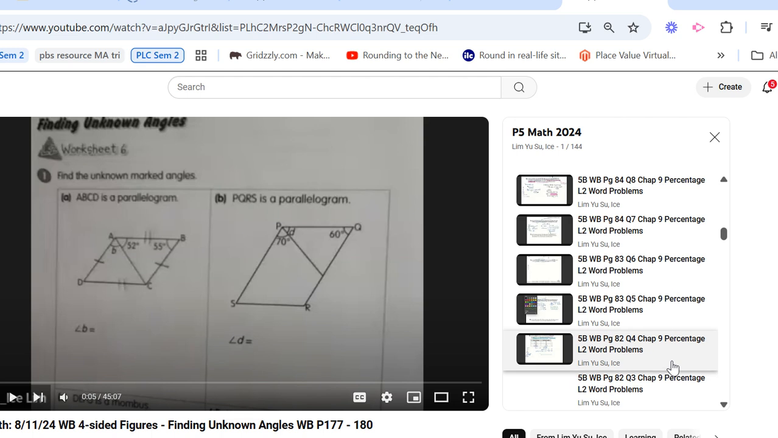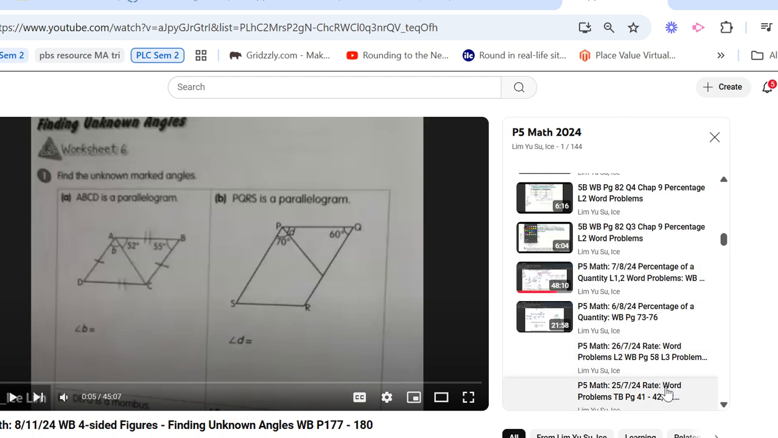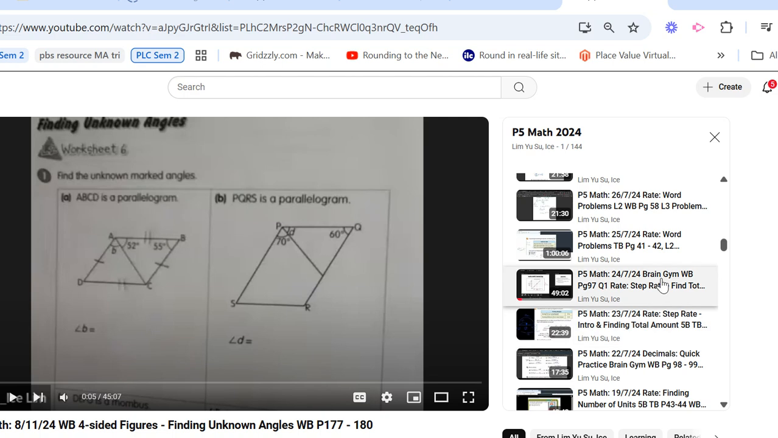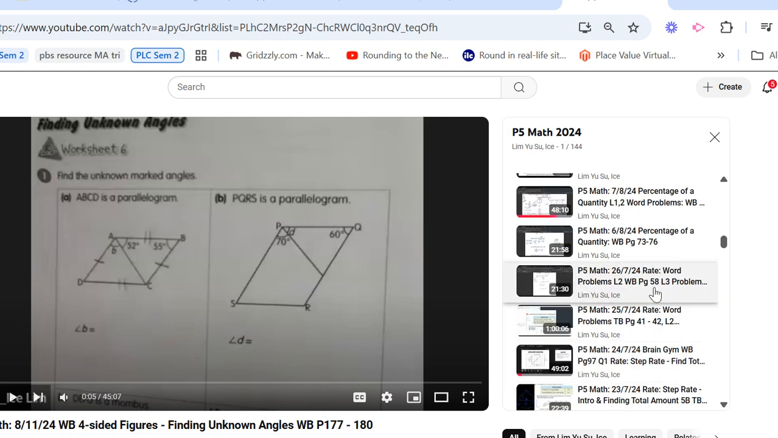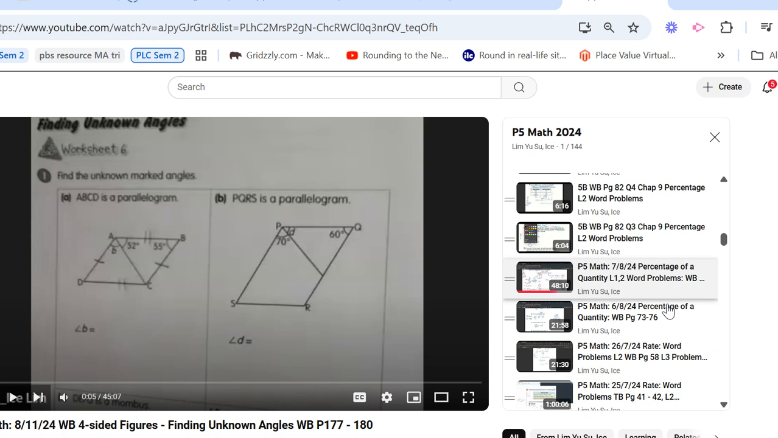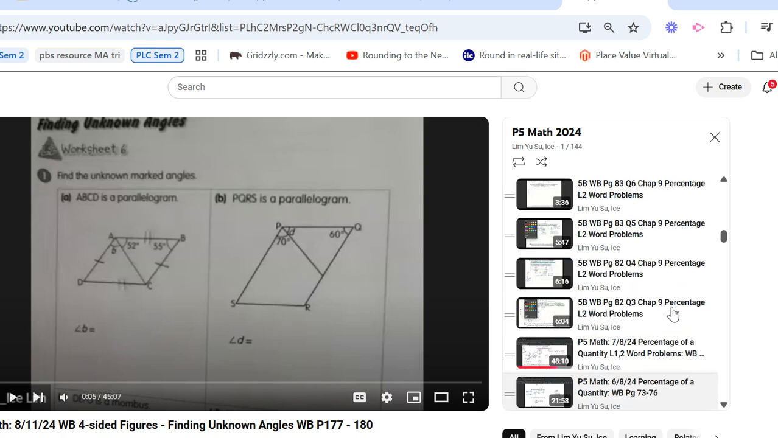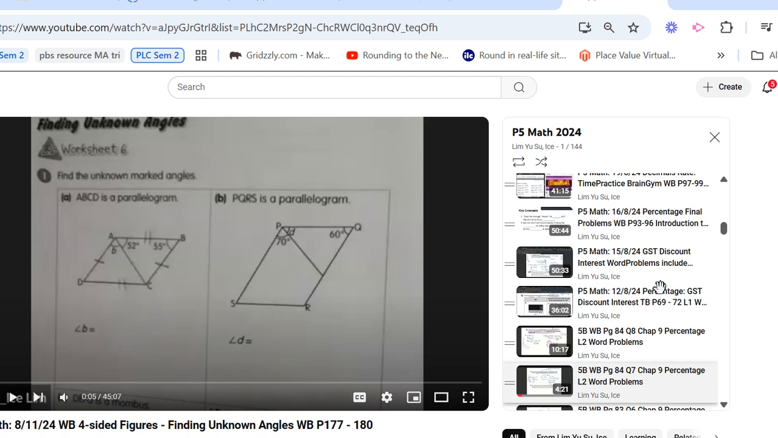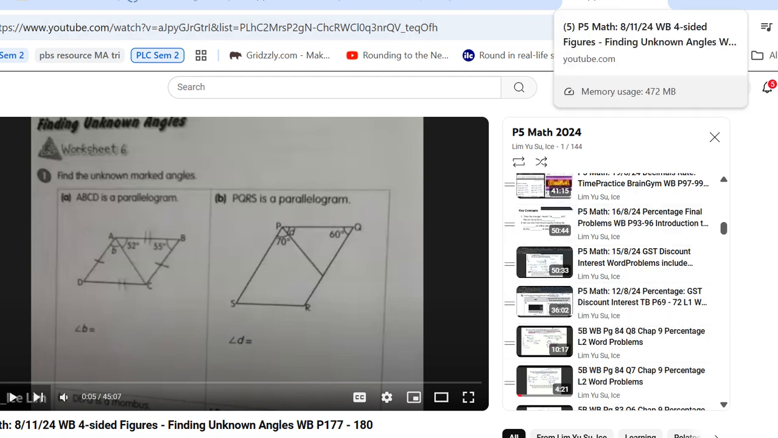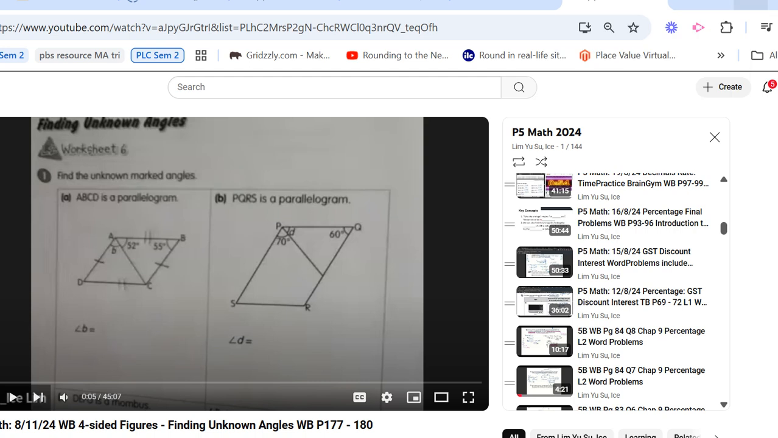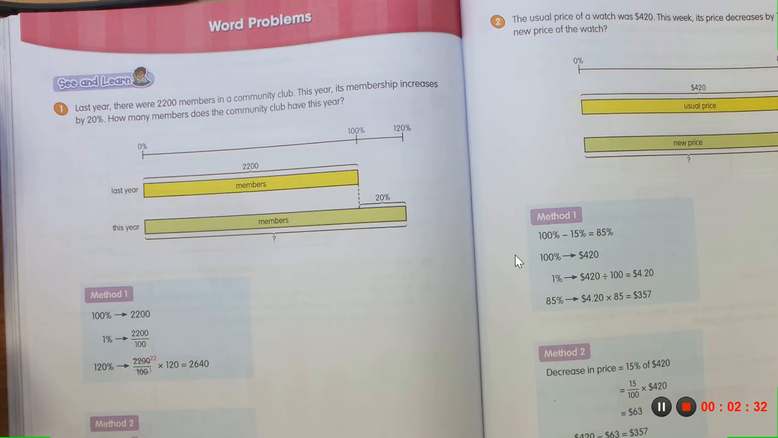Okay, here it's already at the sidebar. I have lots of things, there's at least so many on percentage. Starting with here, there was a chapter after rate. We have percentage of the quantity, and then we have discount, interest.